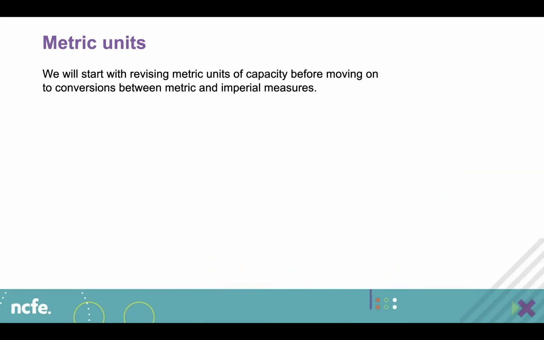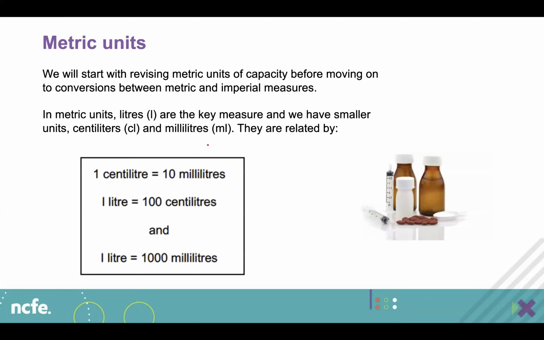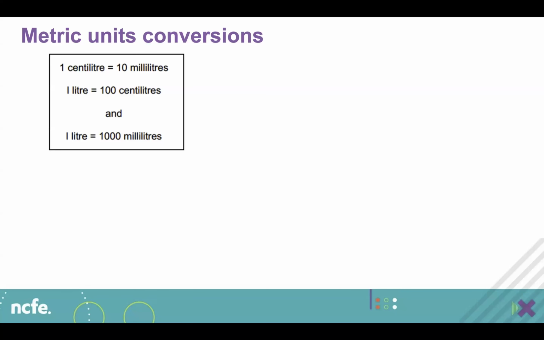Metric units. We will start with revising metric units of capacity before moving on to conversion between metric and imperial units. So in metric units, liters are the key measure, and we have smaller units, centiliters and milliliters. They are related by, so 1 centiliter is 10 milliliters, 1 liter is 100 centiliters, and 1 liter is 1,000 milliliters.